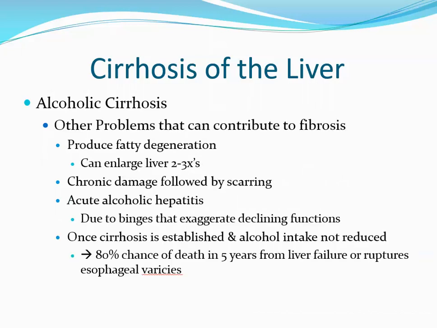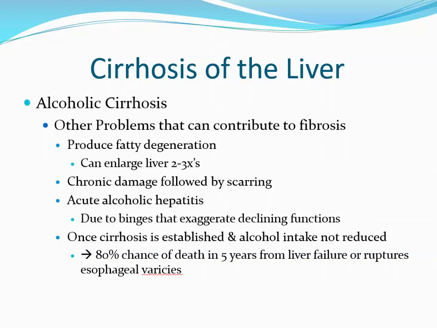Other problems associated with alcoholic cirrhosis can contribute to fibrosis. Alcoholic cirrhosis can produce fatty degeneration, which can produce liver enlargement to 2 to 3 times its normal size. You can also see chronic damage followed by scarring. You get acute alcoholic hepatitis. This is due to binges that act to exaggerate the already declining functions.